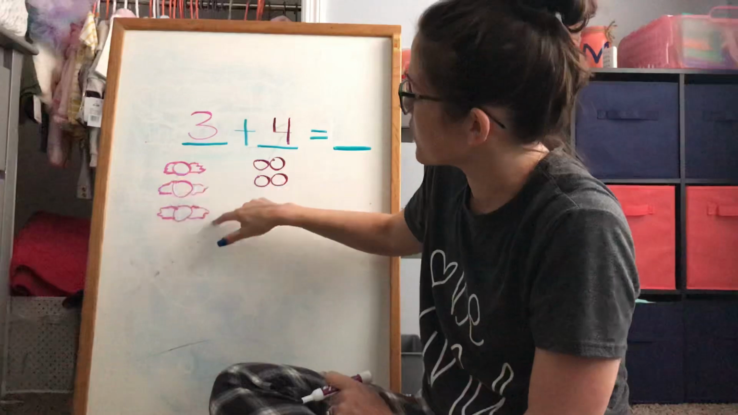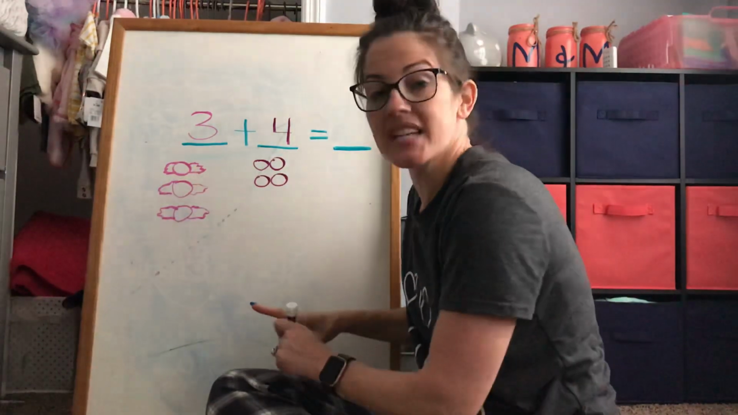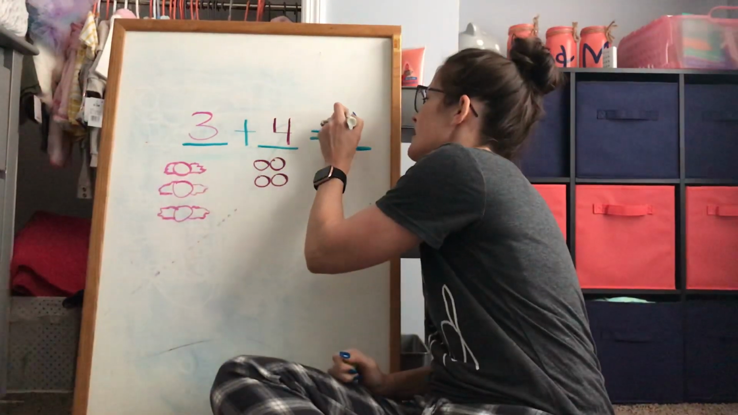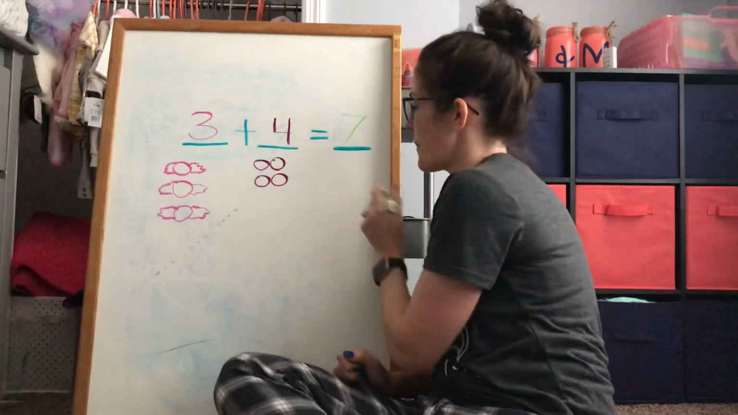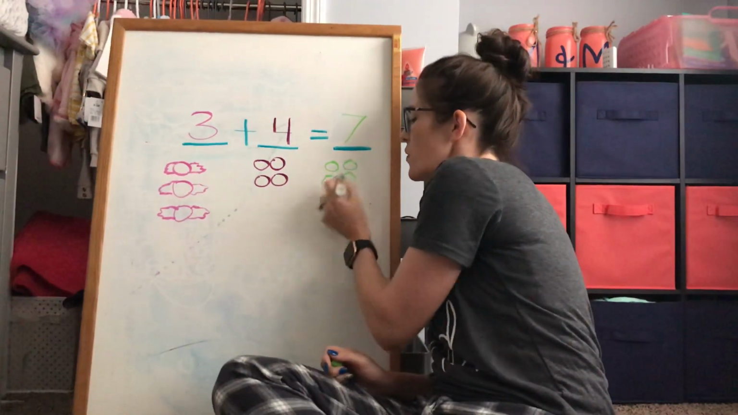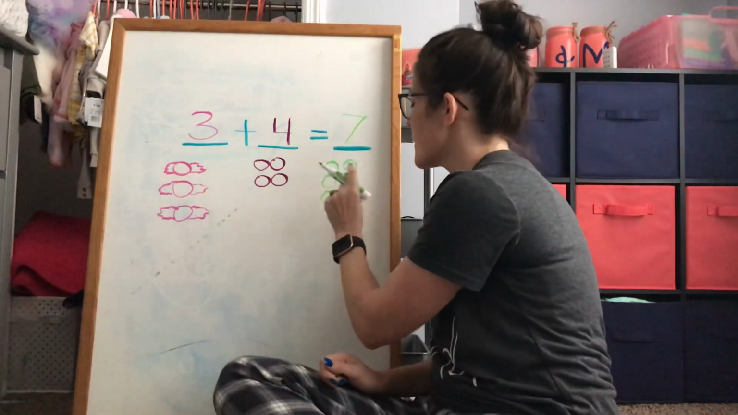1, 2, 3, 4, 5, 6, 7. What's that number all together? 7. That is my sum. So I'm going to write that here on the line. 7. I could redraw my picture if I wanted, if that helps my brain too. 1, 2, 3, 4, 5, 6, 7.